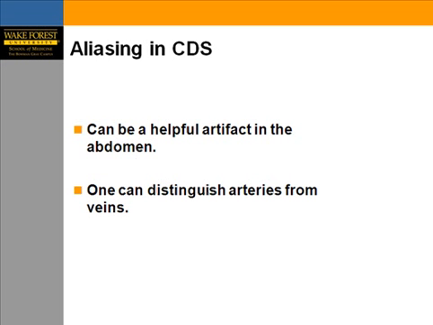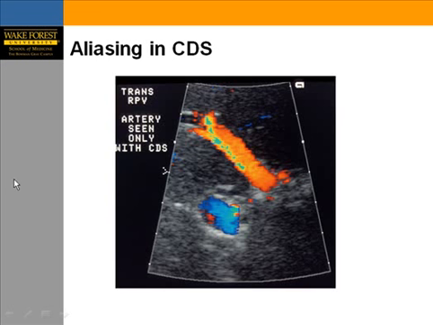Now, how does aliasing help us? It helps us to identify specific areas and structures in the abdomen. It can help us distinguish between arteries and veins. We can also benefit from the artifact by producing other artifacts that can help us in our interrogation of the organ or pathology in interest.